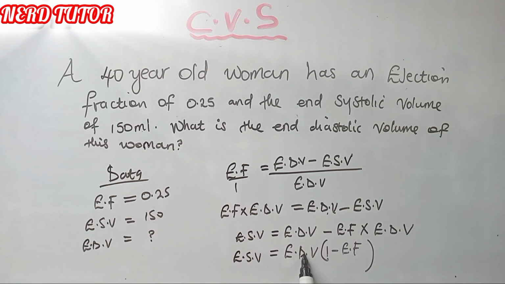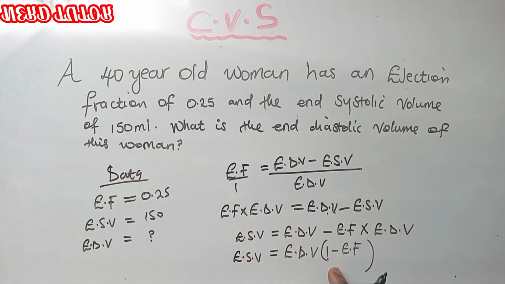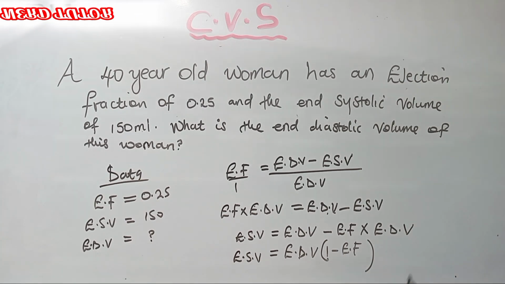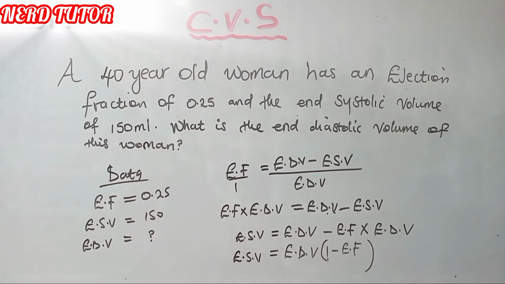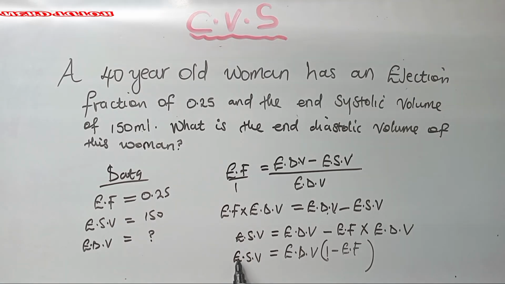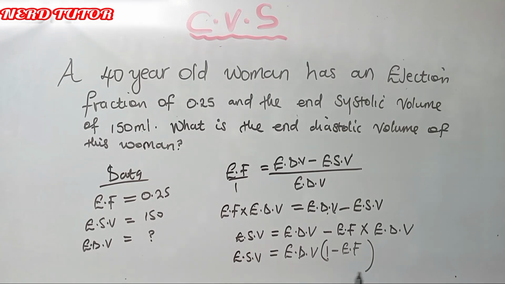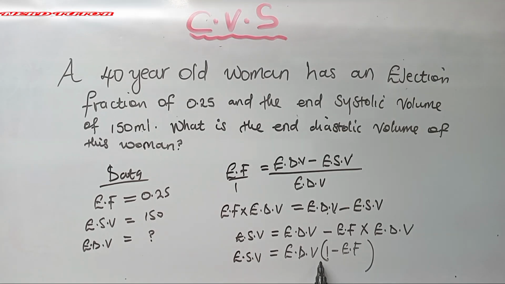If again we try to multiply this end diastolic volume times 1, we are getting another end diastolic volume. So meaning this is just correct. Okay, so from here, what are we having? What we are having is end systolic volume, this side, being the subject. But what we want is end diastolic volume to be the subject of the formula.